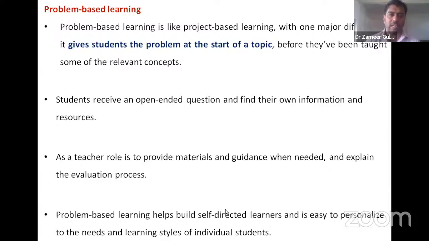Problem-based learning can go on every day. You can give it to your students every day, or weekly you can give some problems so that the students solve them. And you can give them open-ended questions also. As a teacher, your role is simply to guide them, provide them the material, and carry out a particular evaluation process.